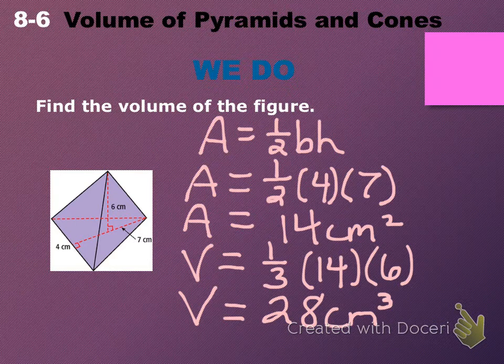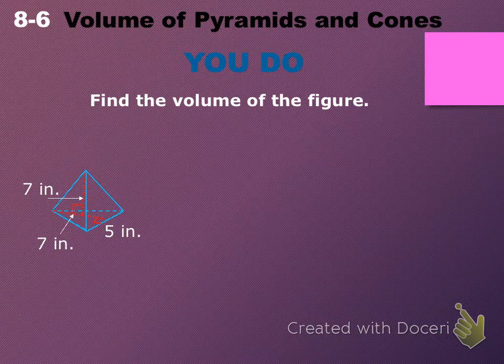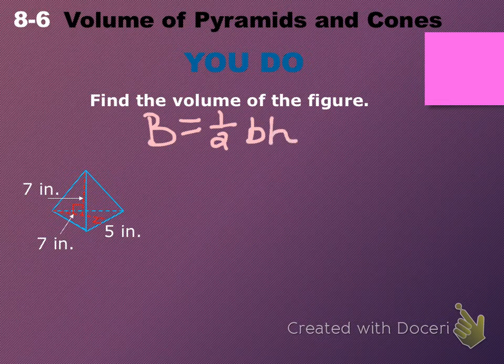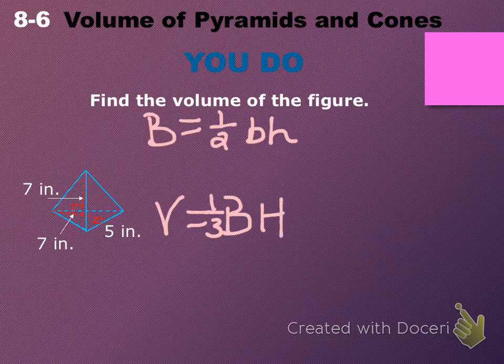So let's look at this next one. We need to find the volume of this. Again, you need to find out, is it a rectangular pyramid or a triangular pyramid? Well, if you look at the base, you see that the base is a triangle. So it's a triangular pyramid. So the area of the base, remember, is going to be 1/2 the base of the triangle times the height. And then to find the volume, you're going to take the area of that base times 1/3 times the height of the pyramid. So go ahead and try that on your own.